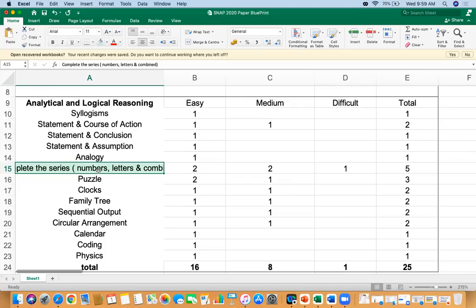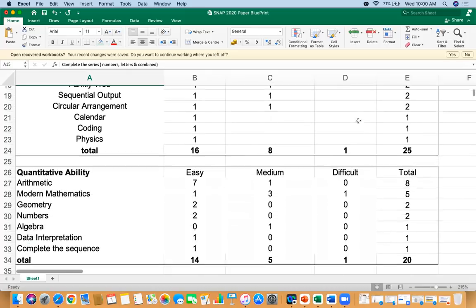Okay. Puzzle, 3 questions. Clocks, 2 questions. Calendar ka alag se 1 question tha. Family tree, 1. Sequential output, that's input output, which comes in like your NMAT also, 2 questions. Circular arrangement, 2 questions. In fact, the family tree blood relations wala 2 questions came in like a case, a small puzzle. Even direction sense comes as a small puzzle. So the puzzle based question was on the lines of direction sense question. We had calendar, 1 question, coding, 1 question, physics, 1 question. So this is overall what you had with respect to the LR section.